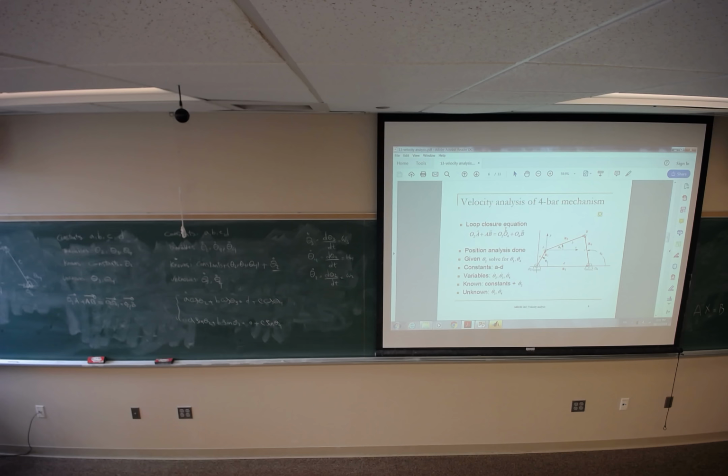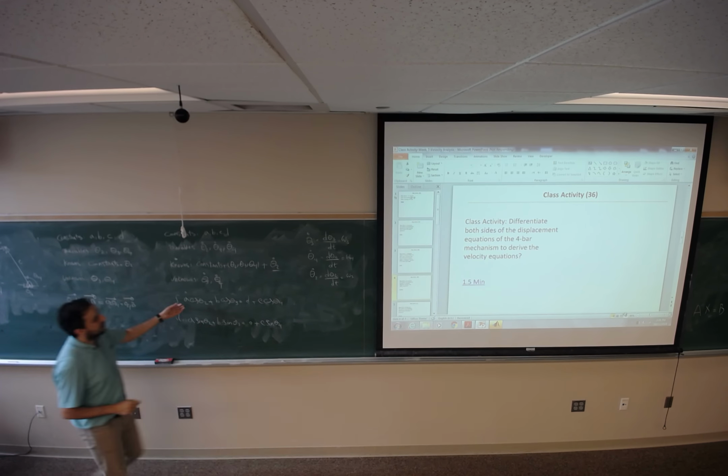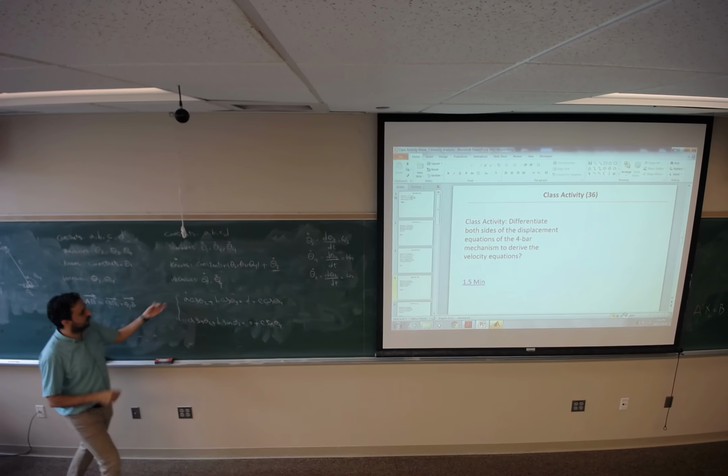Since for velocity analysis you need to derive the velocity equation by differentiating the X component and Y component, I just want to make sure that you know how to differentiate the equations. So find me the X component and Y component of the velocity equation. So just differentiate both sides with respect to time. Then I will ask you about it.